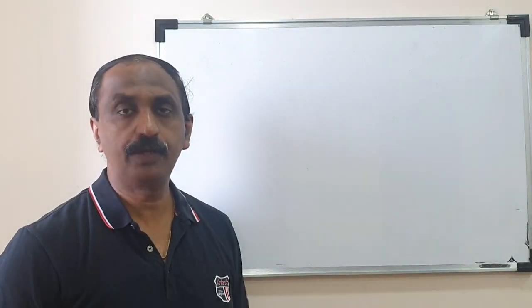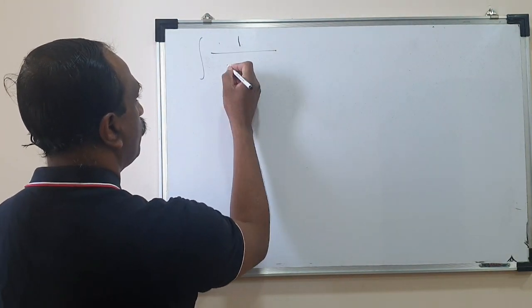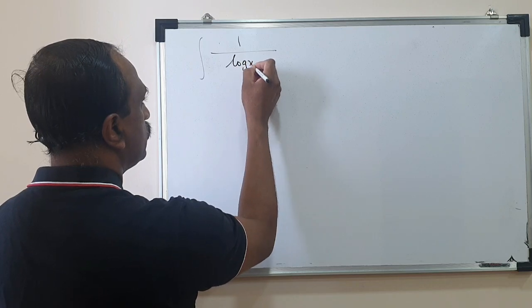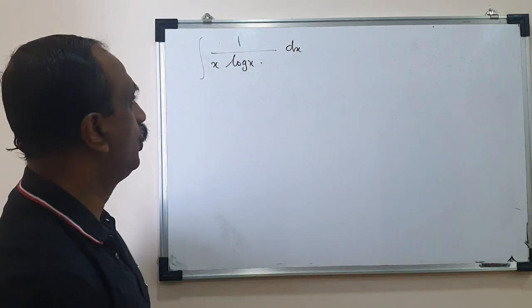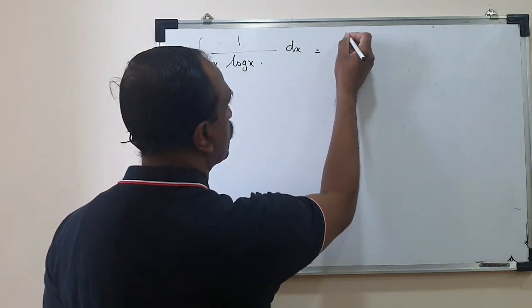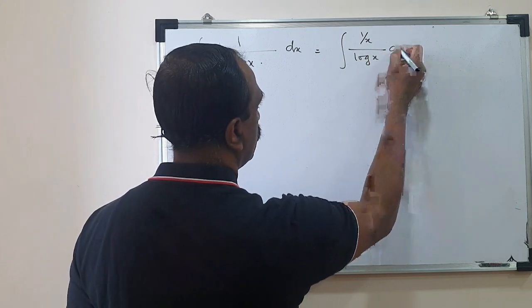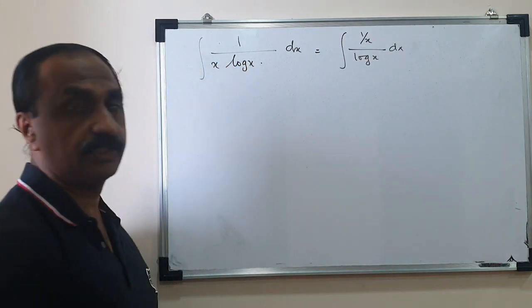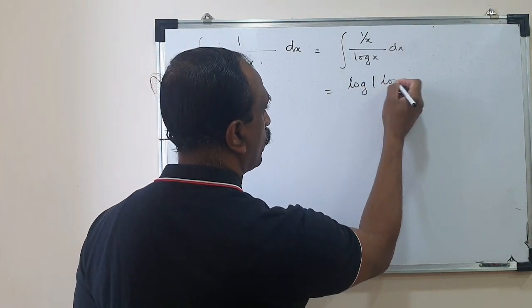Let us look at some more functions. Integral of 1 upon x log x dx. You know the derivative of log x is 1 upon x. So you can imagine this function to be 1 over x upon log x. Now you can see the denominator's derivative is the numerator. So I can write the answer as log of modulus log x plus c.